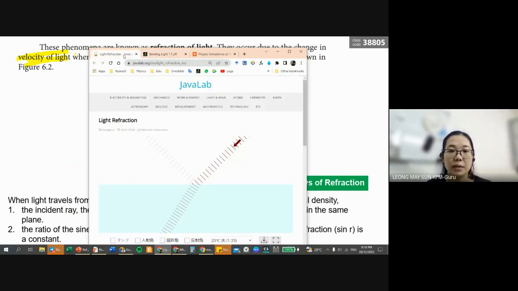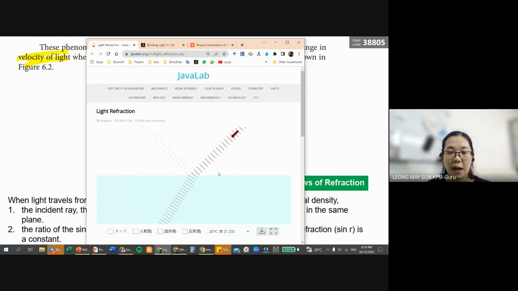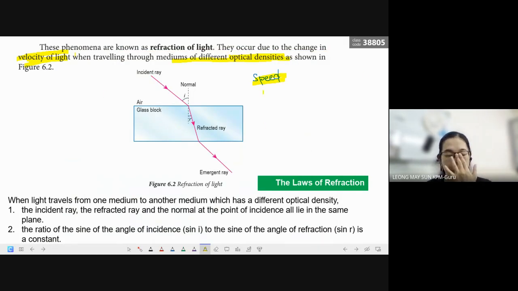In terms of velocity, we have air on top and water below. This simulation uses toy cars to show that the speed is much slower in water. Compared to this part, the toy cars are now moving much slower and much closer to each other. They are trying to represent the wavelength. When it moved from a less dense region to a denser region, the cars went closer together and moved much slower. That is an example, and we will go back to that in a short while.